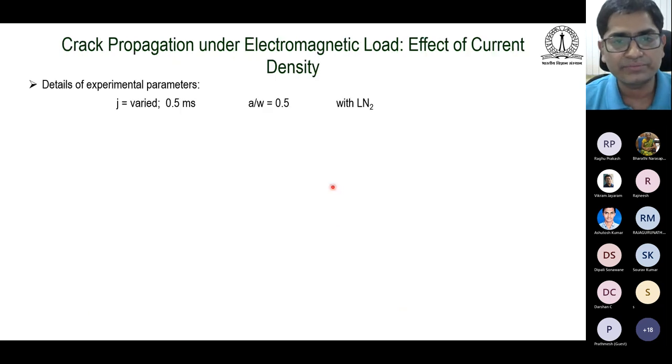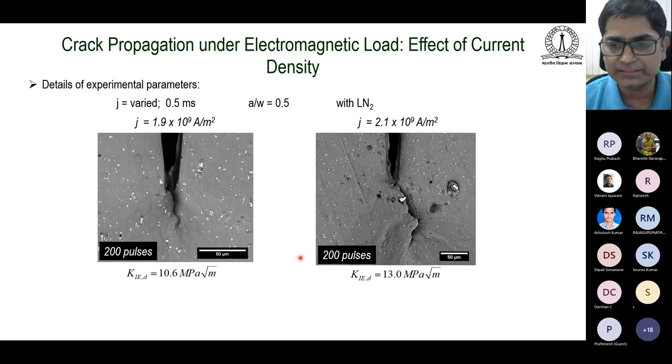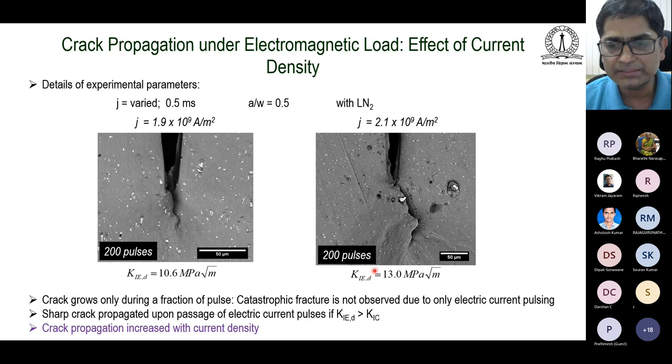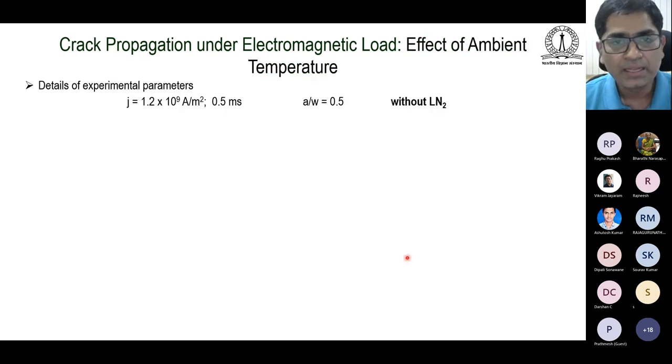We looked at also the effect of current density. And again, we see the same thing. If we increase the current density, there is an increase in the stress intensity factor, and we see a little longer crack growth. But in none of these cases do we see any catastrophic fracture. The crack just grows by a certain amount with every pulse. So there's nothing like what we see in the mechanical load, where the crack sometimes becomes unstable. Here, everything is growing quite stably.